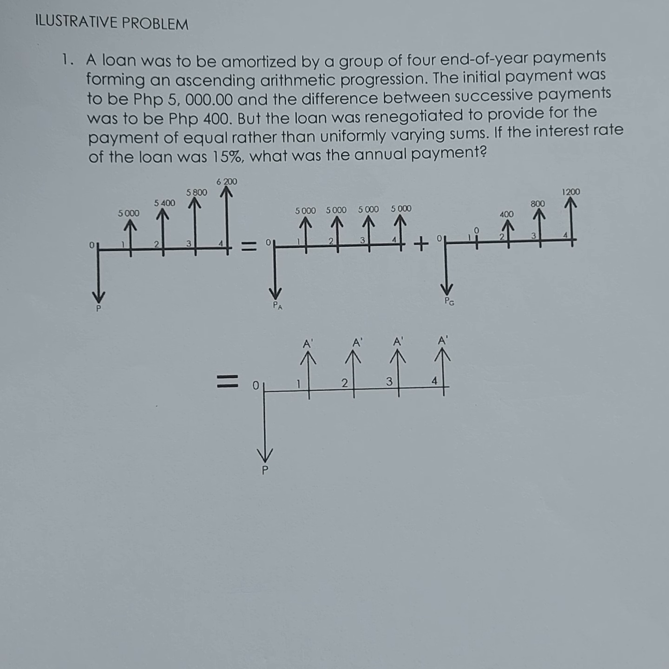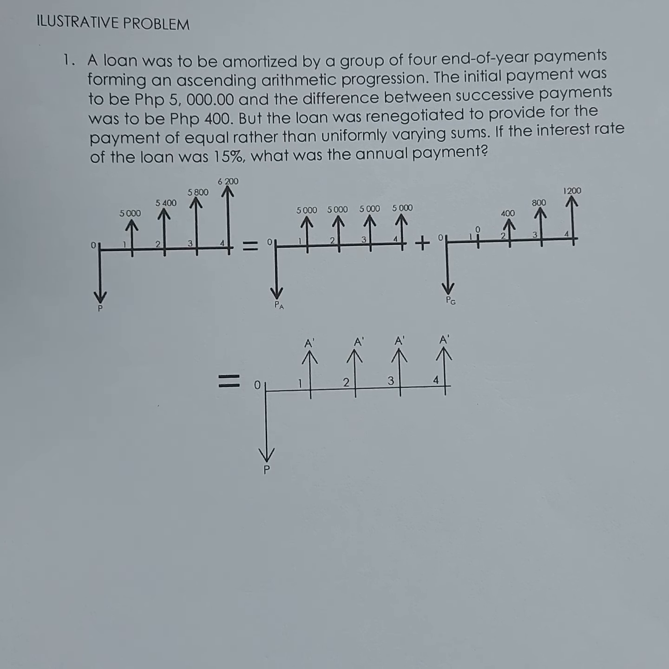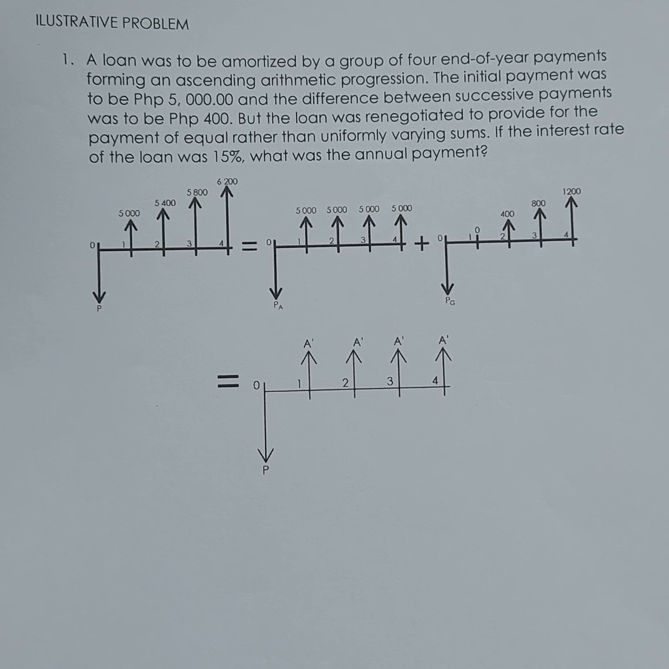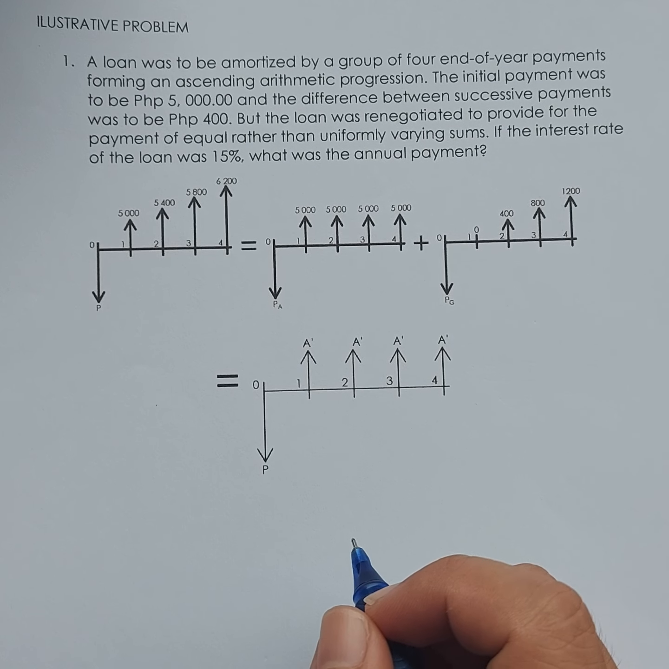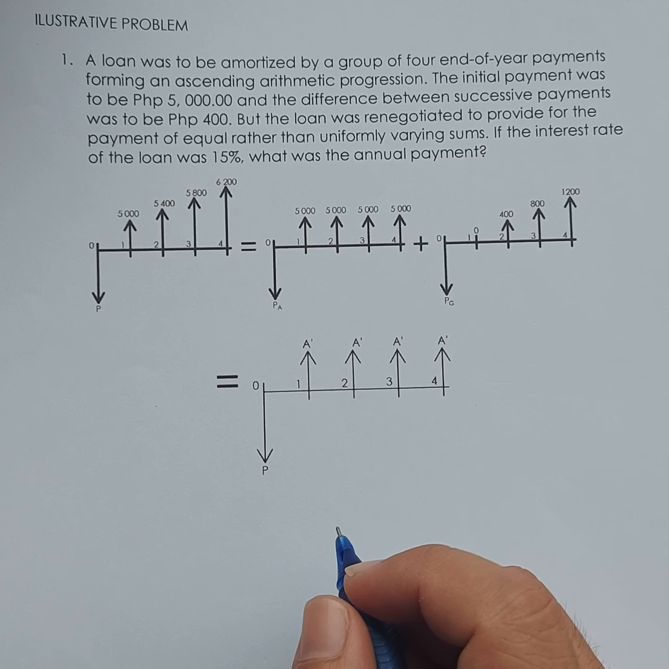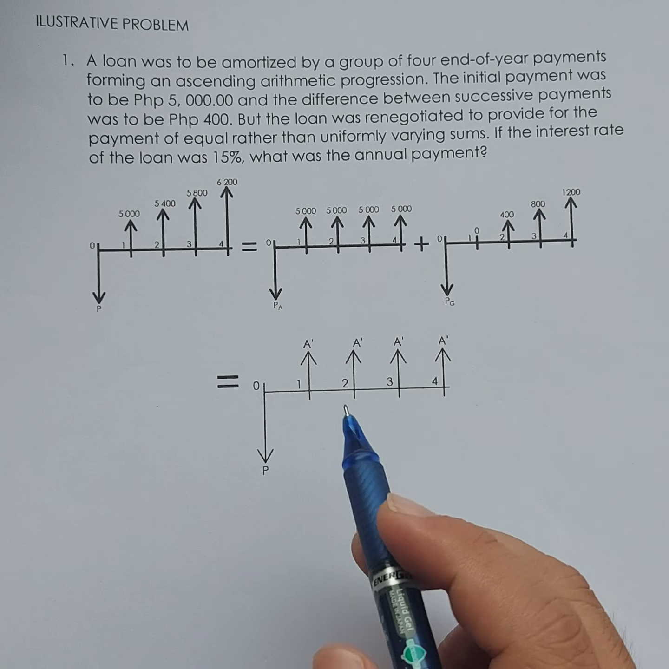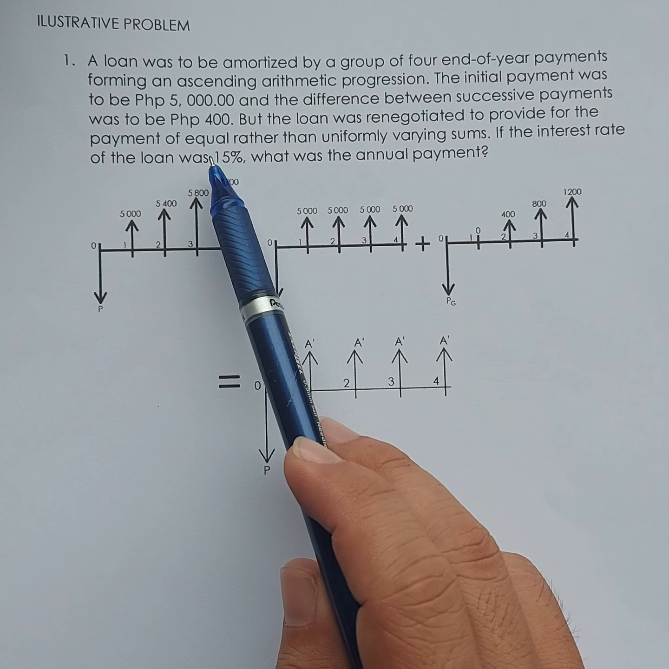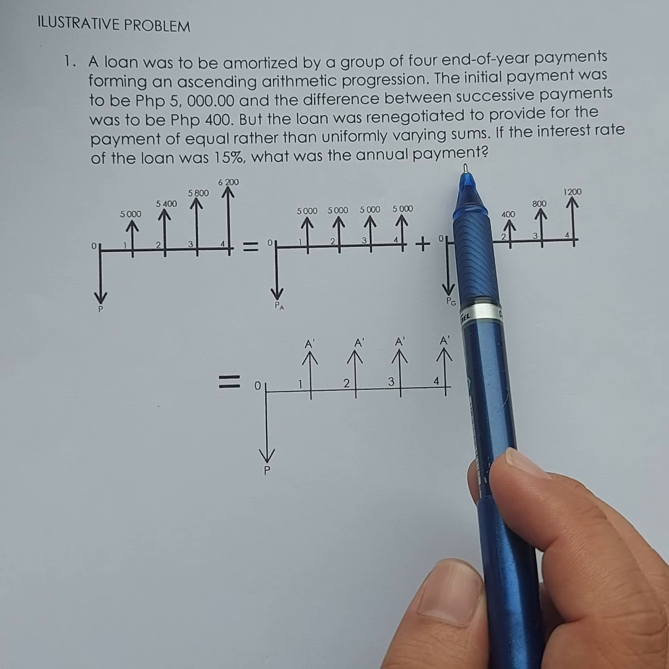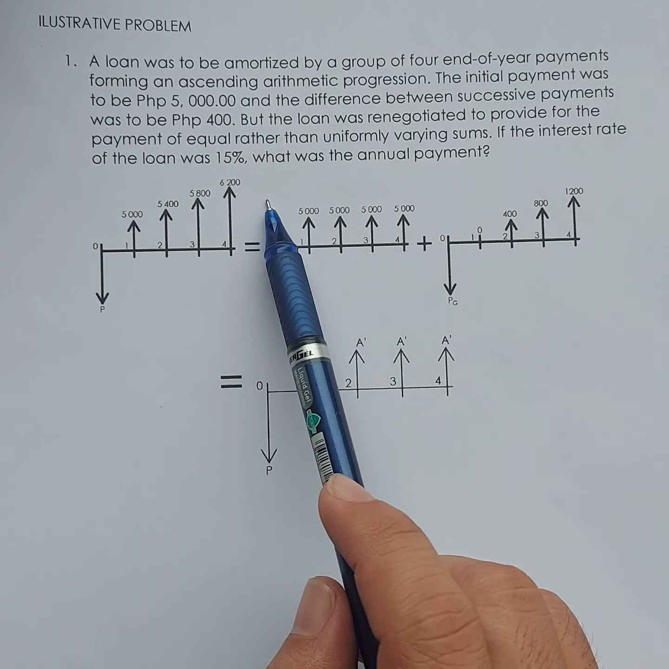A loan was to be amortized by a group of four end of year payments, forming an ascending arithmetic progression. The initial payment was to be 5,000 pesos, and the difference between successive payments was to be 400 pesos. But the loan was renegotiated to provide for the payment of equal rather than uniformly varying sums. If the interest rate of the loan was 15%, what was the annual payment?